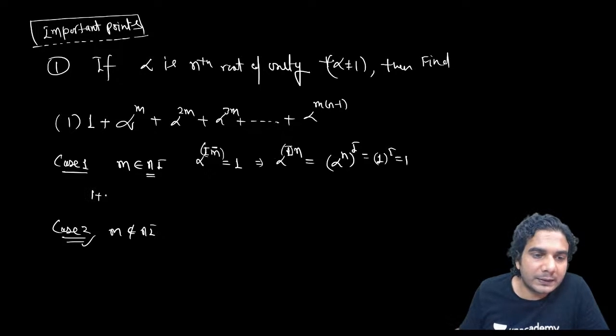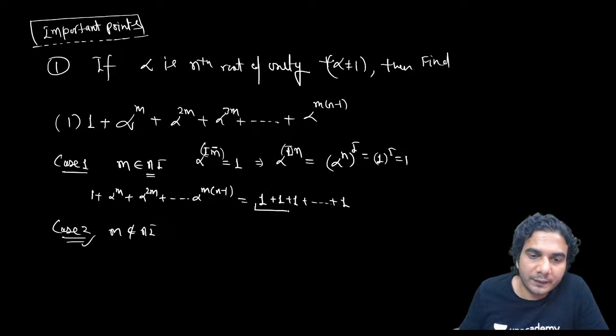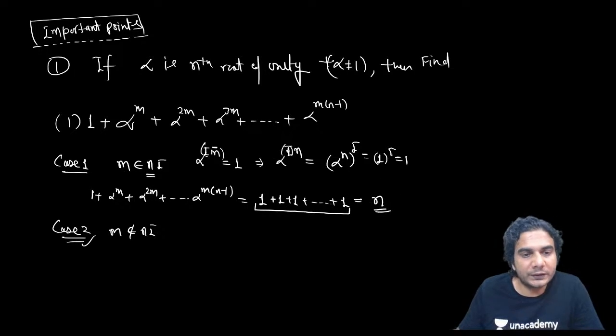So 1 plus alpha raised to m plus alpha raised to 2m plus so on up to alpha raised to m into n minus 1. These terms will become 1. So 1 plus 1 plus 1 plus so on up to 1. How many terms you have? Number of terms n. So n. Alright. So that is your answer.